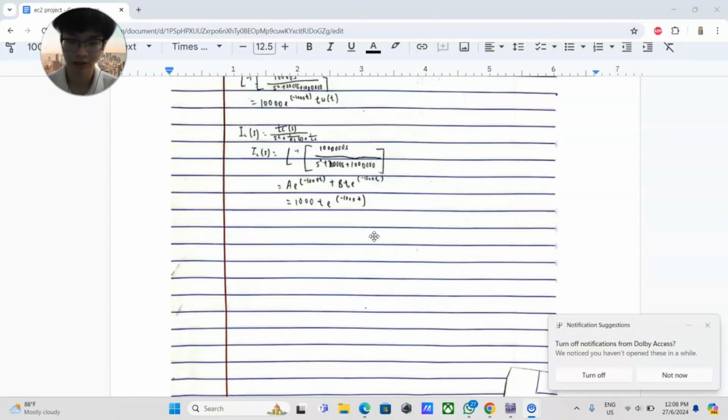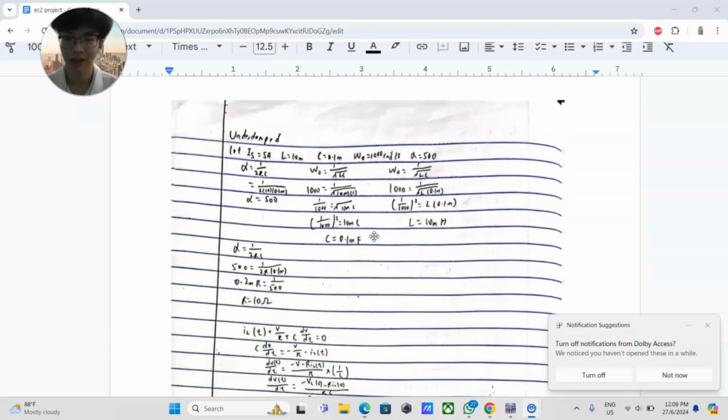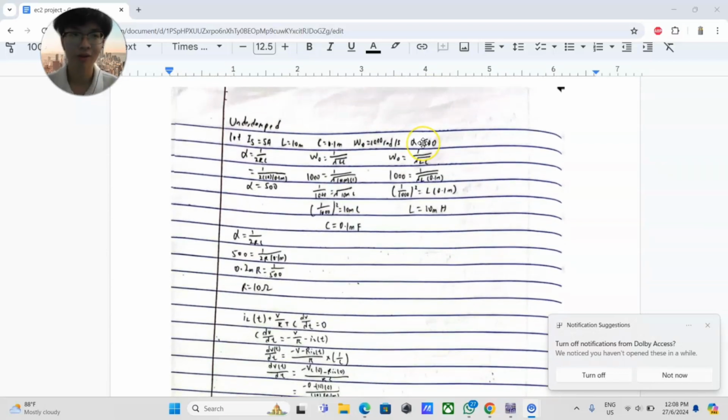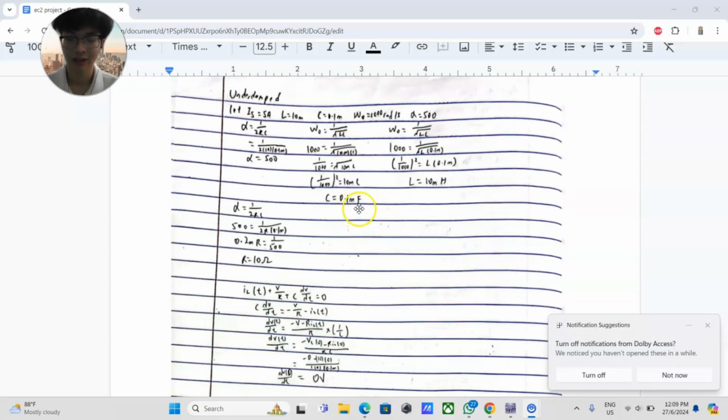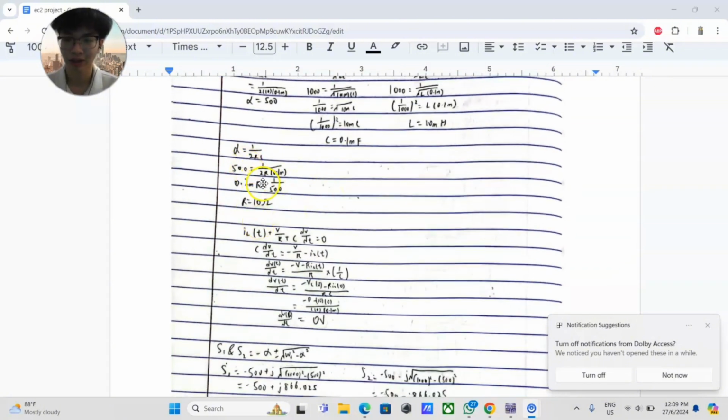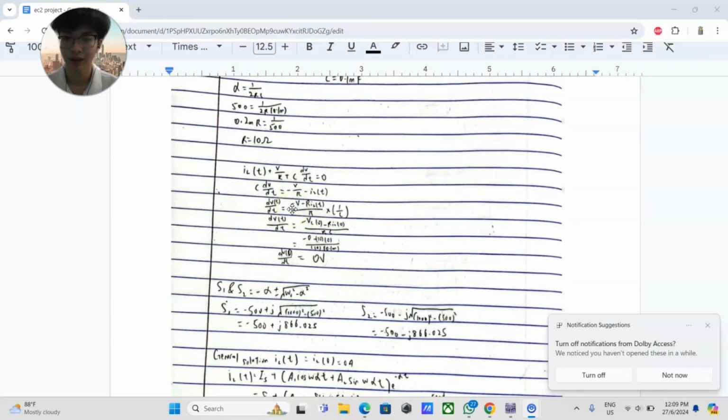After that, the underdamped case. For underdamped, we need to set alpha below W, so here I set alpha as 500. After my calculation, C is the same, 0.1 mF, and L I assume the same, 10 mH. With the calculation we can know R equals 10 ohm. And I apply the equation iL(t) plus V over R plus C dV/dt equal to 0.